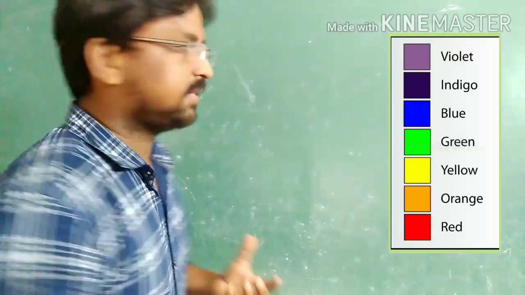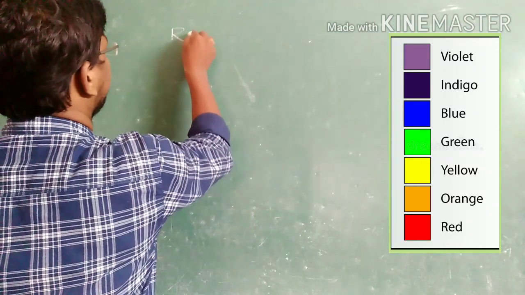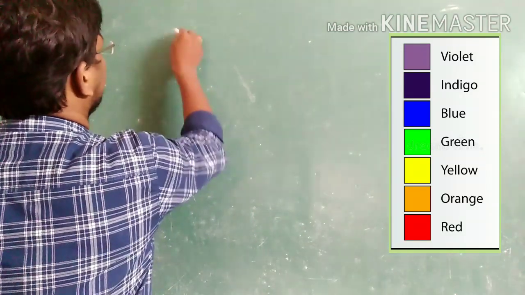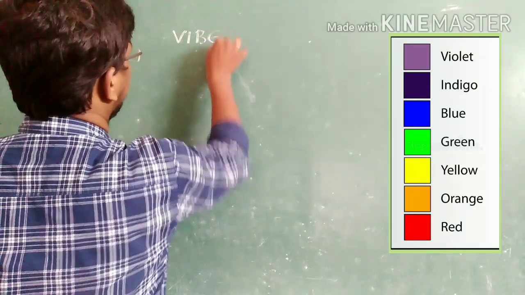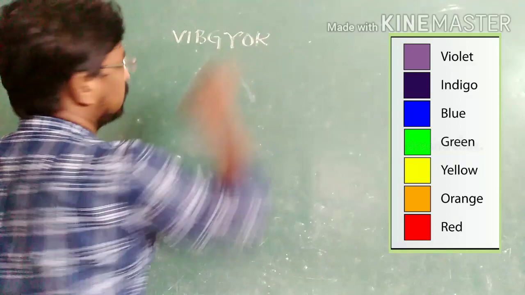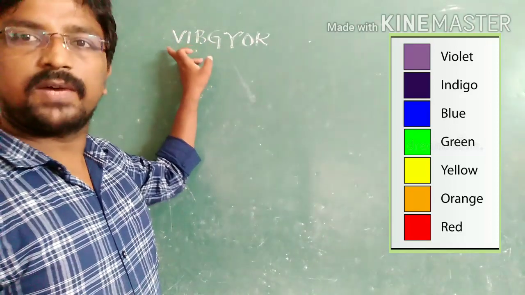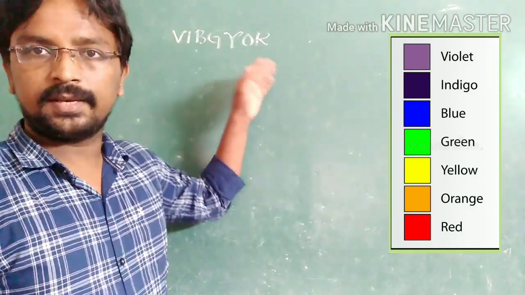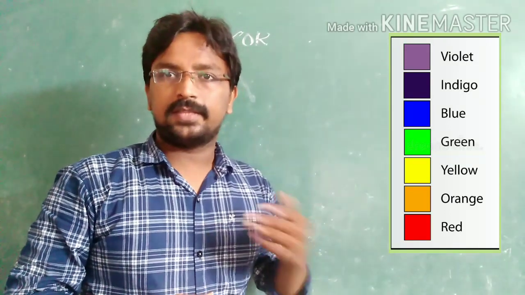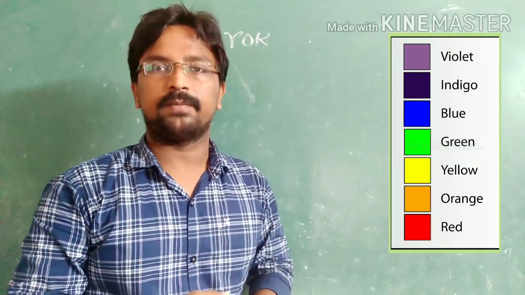Generally in our daily life we observe the rainbow. In a rainbow there are 7 beautiful colors. We can simply remember those 7 colors as VIBGYOR. These are the 7 colors: violet, indigo, blue, green, yellow, orange, red. So these 7 colors are present in the rainbow.